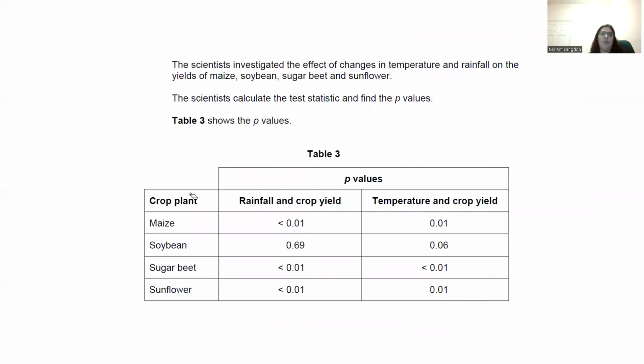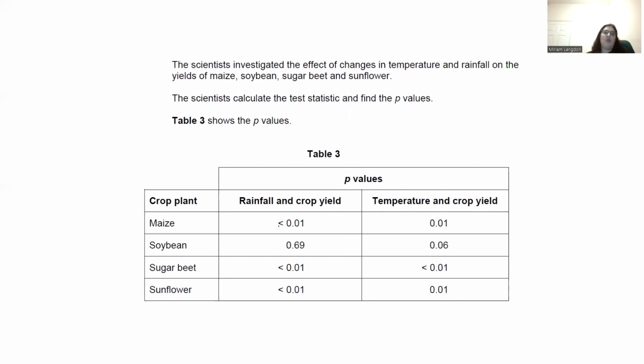So let's look at an example. A scientist investigated the effects of changes in temperature and rainfall on the yield of maize, soybean, sugar beet, and sunflower. The scientists calculated the test statistics and found the p-values. They're looking at crop yield and rainfall, or crop yield and temperature, both of which are continuous variables, and they're trying to test whether their association is significant or not. We're not worried about whether it's a positive or negative association in this particular question. All it gives us is the p-values.